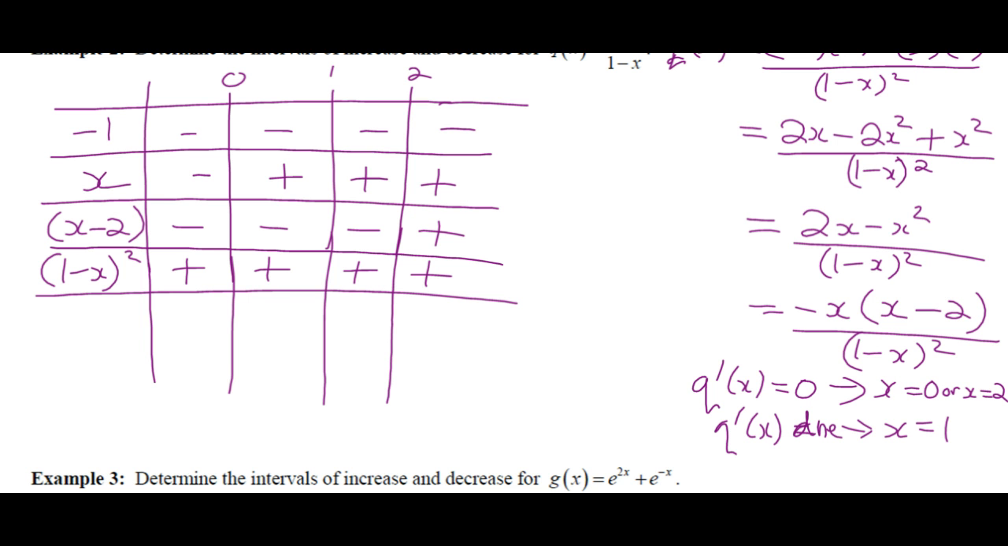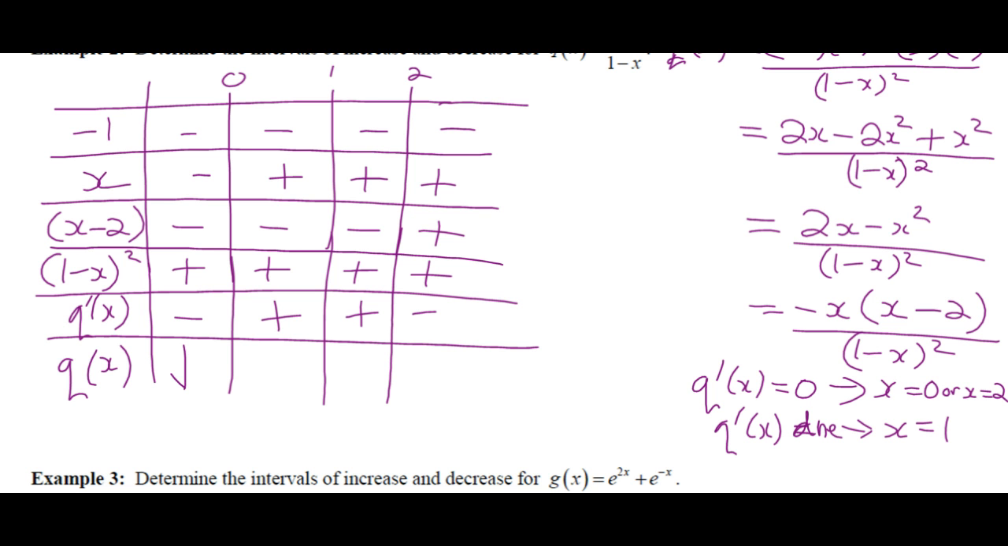All right, so deal with all of the factors. The way that I factored it, negative 1 is a factor. x is a factor. x minus 2 is a factor. 1 minus x quantity squared is a factor. Depending on the signs of these, the whole thing is going to work out either negative or positive. So q prime of x, which leads to q of x being: q prime of x here will be negative. Q prime of x here will be positive. Q prime of x here is positive. And q prime of x here is negative. Then fill in your q of x, either up arrow or down arrow. So it's decreasing, increasing, increasing, and decreasing.